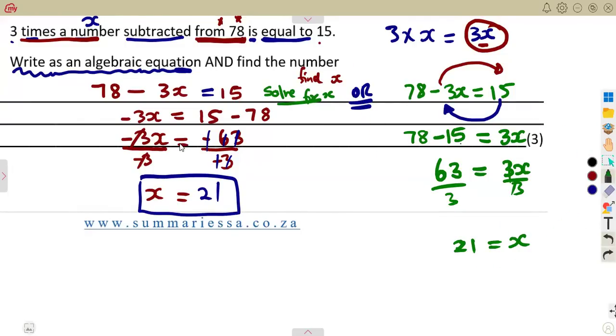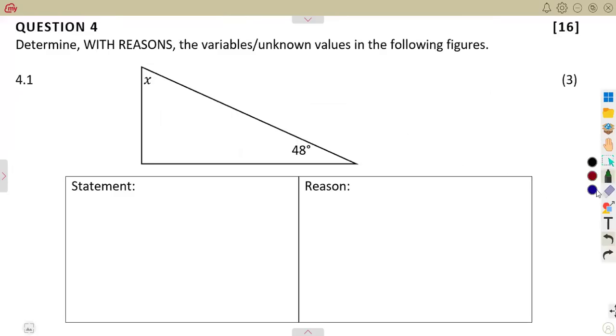Let's revise as much as we can. Question number 4. Determine with reasons the variables or unknown values in the following figures. 4.1. There, it's a right angle triangle. We do understand that there must be 90 degrees there. So how can we find x?